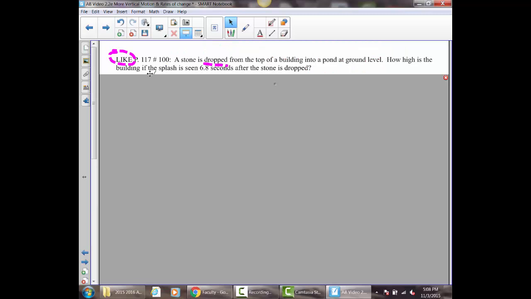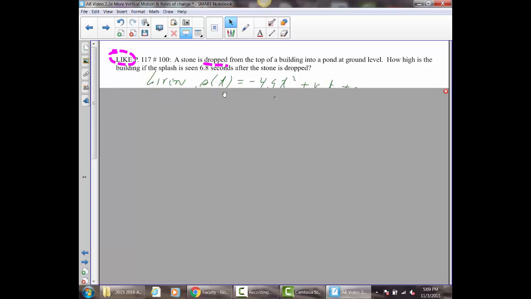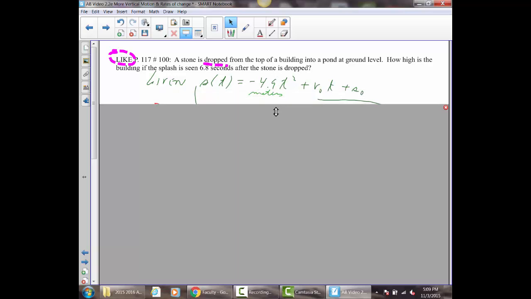This is like number 100, not quite number 100. A stone is dropped, that's a key word right there, from the top of a building into a pond which is at ground level. How high is the building if the splash is seen 6.8 seconds after the stone is dropped? Okay, so first of all, they're giving you the position function. Everything's being measured in meters, not that you would know that from the words of the problem, but they are telling you that that's what's happening. So here's our position function, and it's in meters.